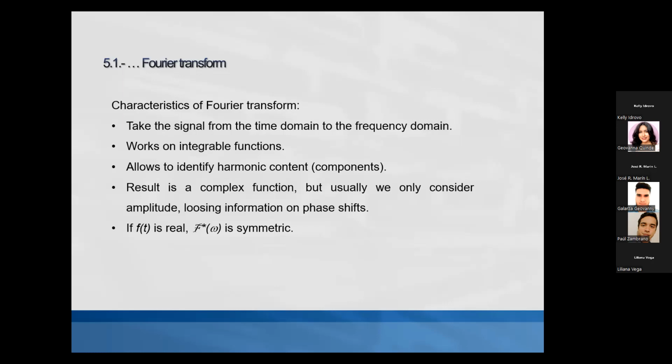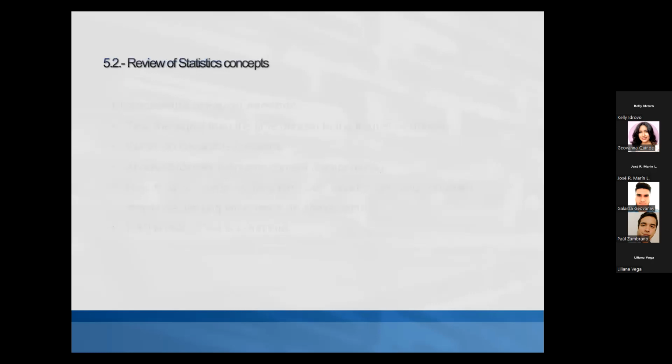And finally, if f of t is real, and that's our case, in that case, the amplitude of the Fourier transform is symmetric. And that's something that I showed you a few minutes ago with this example that I prepared with the combination of 3 harmonics. So those are the characteristics of this Fourier transform.